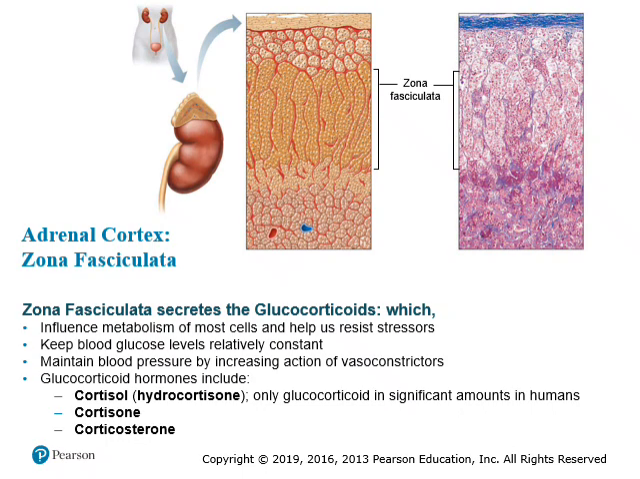They maintain blood pressure by increasing action of vasoconstrictors. The glucocorticoid hormones would include hydrocortisone, which is the cortisol itself. And this is the only glucocorticoid that is produced in significant amounts in humans. Then you have also cortisone and corticosterone.